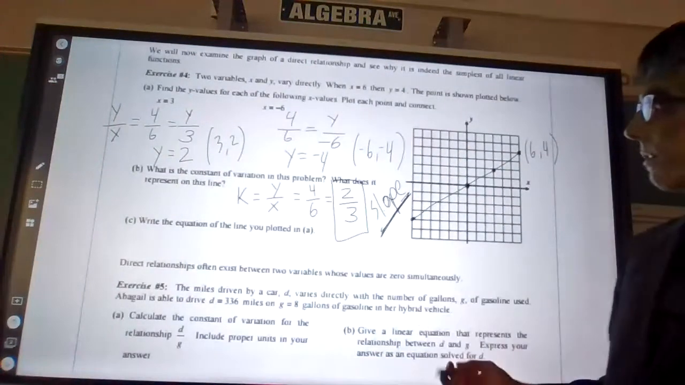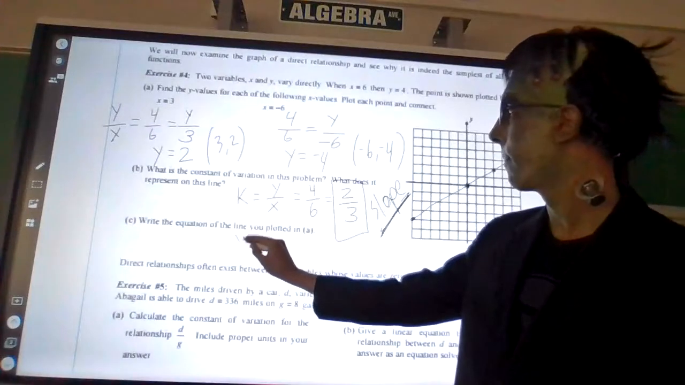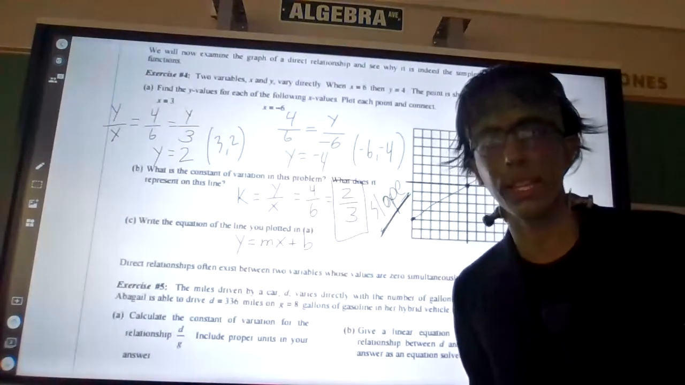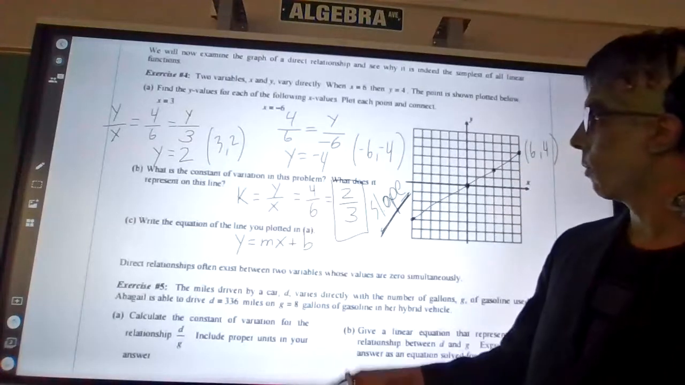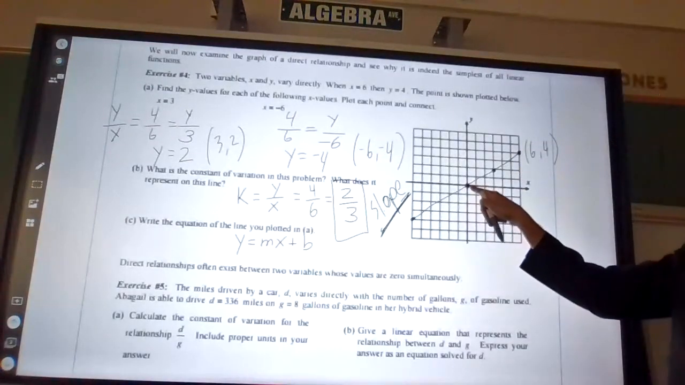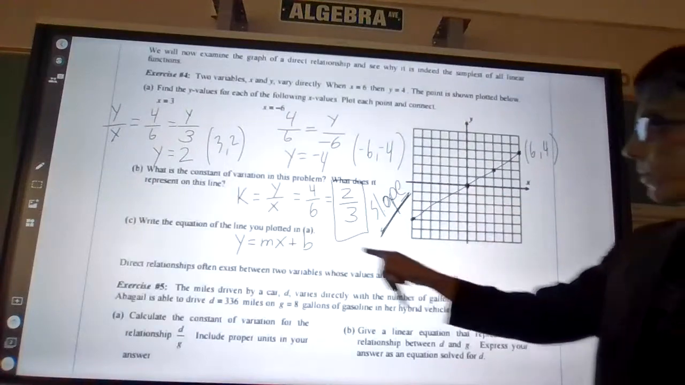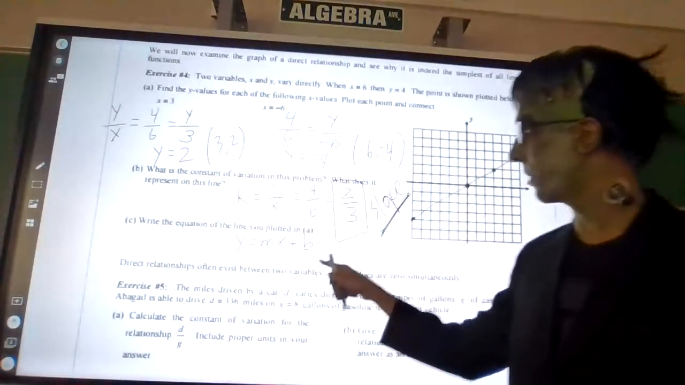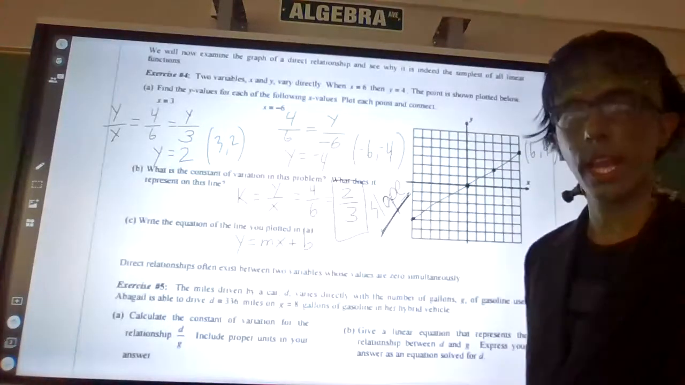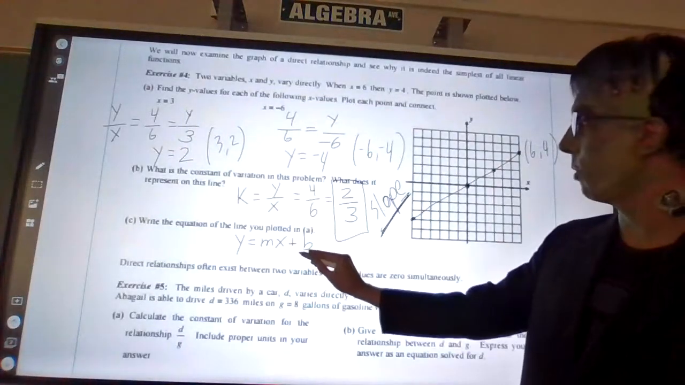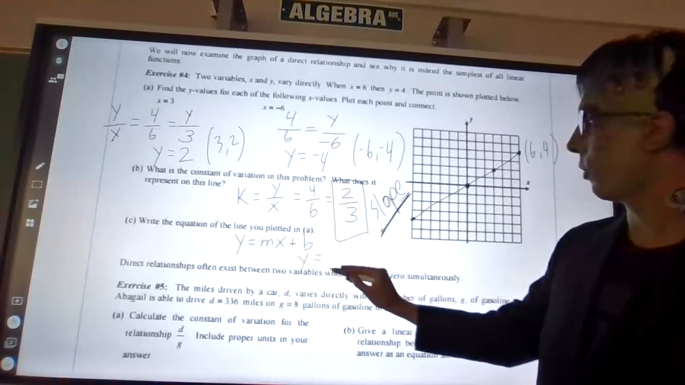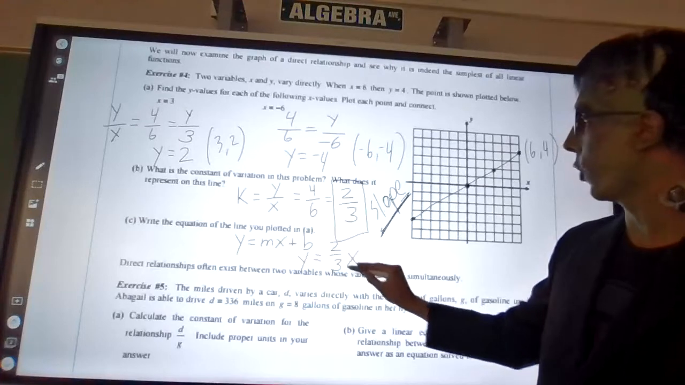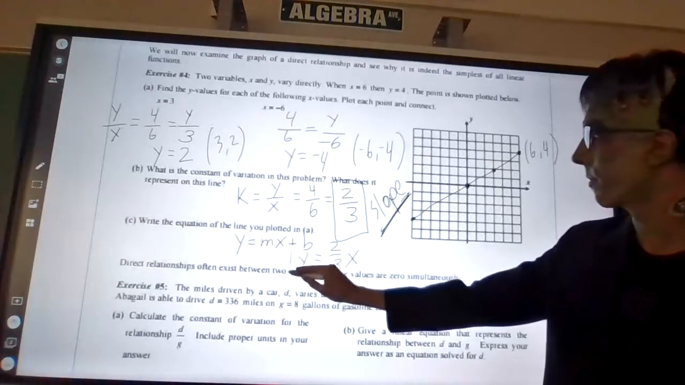So write the equation of the line you plotted. Remember, y equals mx plus b. Everybody loves that formula. Well, our b value is 0, because that's the y-intercept. So technically, I don't want to say there is no b, but b equals 0, so we will not be writing a b in our equation. And remember, when you write the equation of a line, you keep y and x there, and just substitute in the slope and y-intercept.